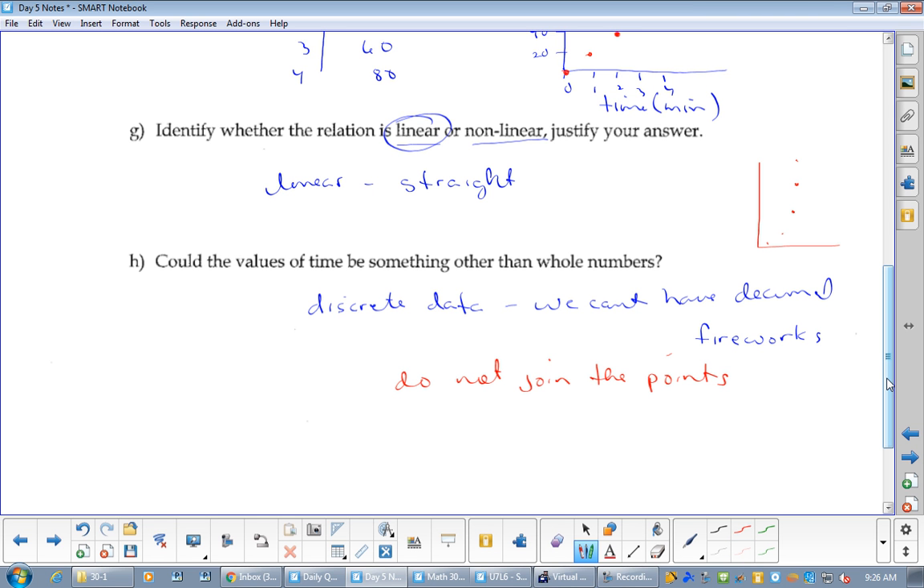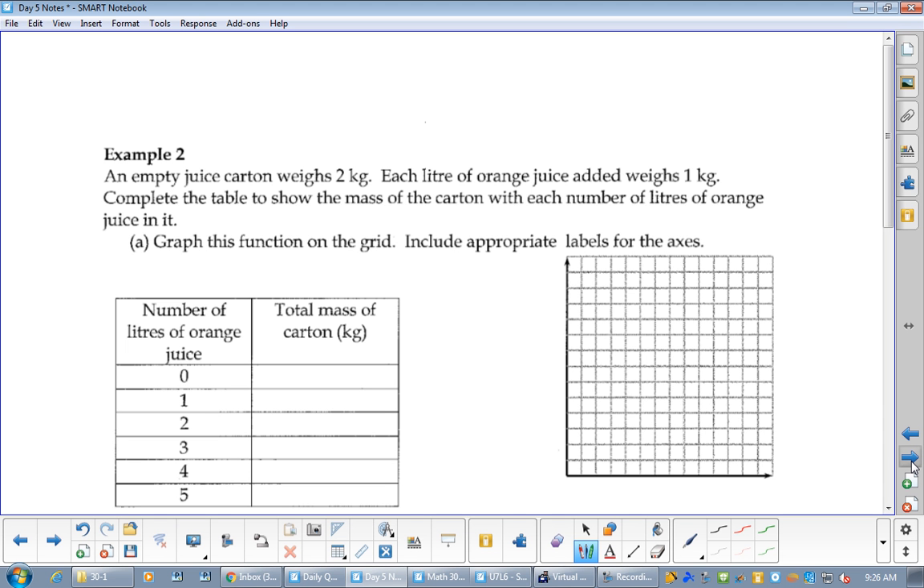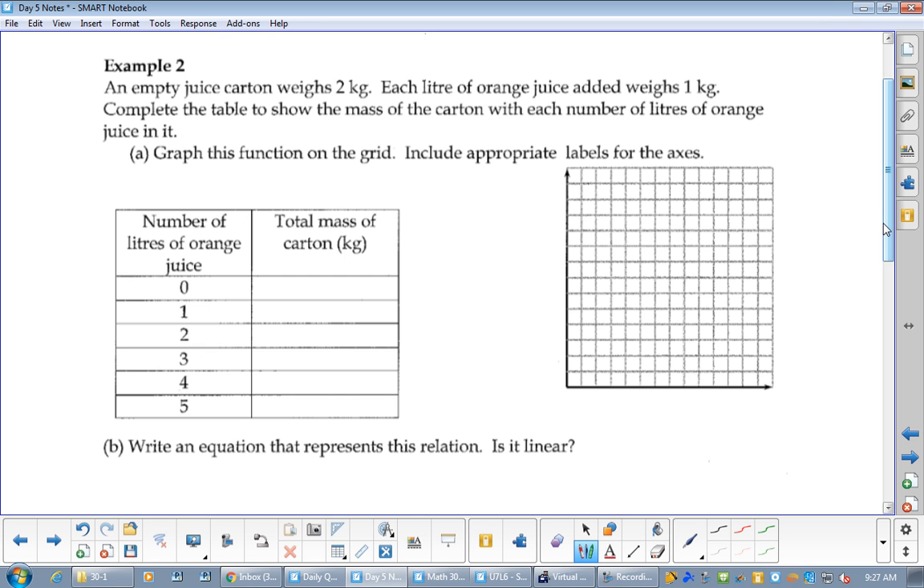Okay, so let's go on to the next one. Now, an empty juice carton weighs 2 kilograms. Each liter of orange juice added weighs 1 kilogram. Complete the table to show the mass of the carton with each number of liters of orange juice in it. Okay, so at 0 liters put in, how much does that weigh? 2 kilograms. If I put 1 liter of orange juice in it, how much would it weigh? 3. And you can see it would be 4, 5, 6, and 7.